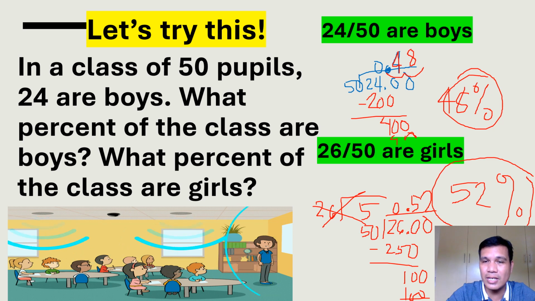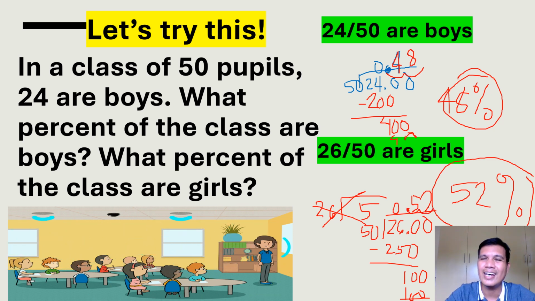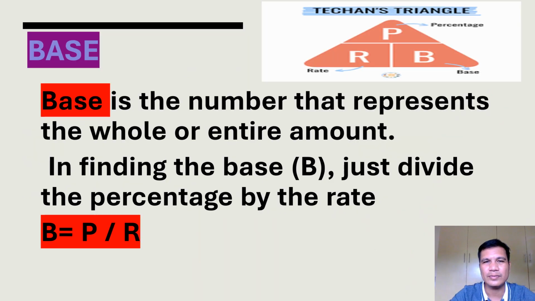Change it to percent. So 1, 2. So correct, 52%. I hope na nakuha natin ang solving rate. Because we are going to proceed with base. What is base? Base is the number that represents the whole or entire amount. In finding the base, just divide the percentage by the rate. Ayan yun.